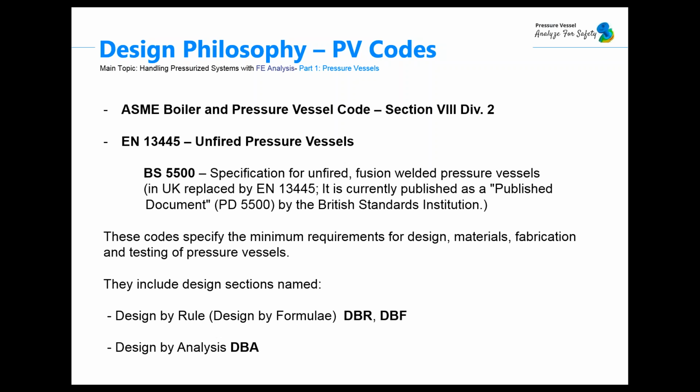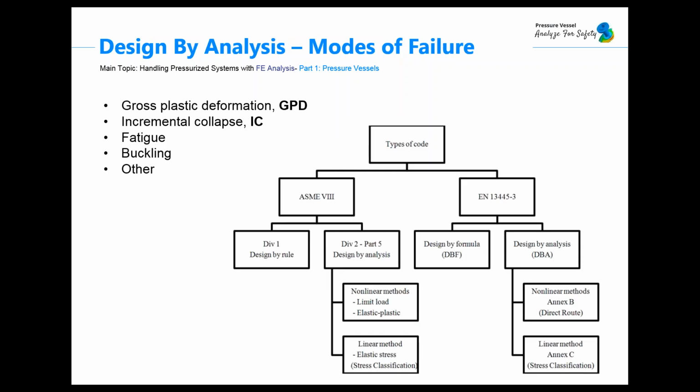Another code is the British Standard, which is currently available as the published document PD 5500, and is published by the British Standards Institution. But these days it has been replaced, and all of the codes are harmonized with the Pressure Equipment Directive if we are talking about the European Union. Both mentioned codes, the ASME code and the EN code, provide two design sections which offer two approaches for the design. Their names are design by rule, or design by formulae, and the second one is design by analysis.